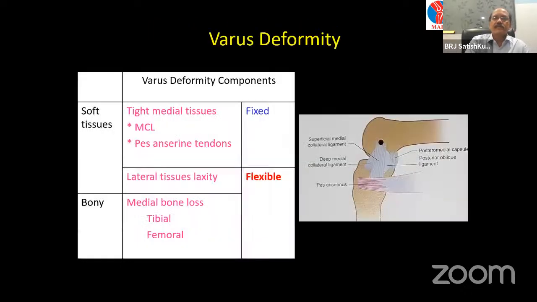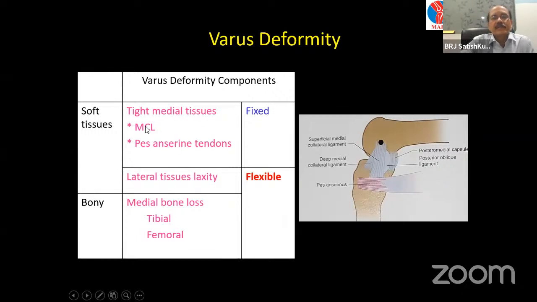Now coming to the varus deformity. Varus deformity is the most common deformity we see in the osteoarthritic knee. And like any deformity, I think last time we have seen the valgus deformity, we should know what the components of a varus deformity are. The flexible component can be because of very lax lateral tissues, that is the lateral collateral ligament and the lateral side, or there can be medial bone loss. These are the flexible components.